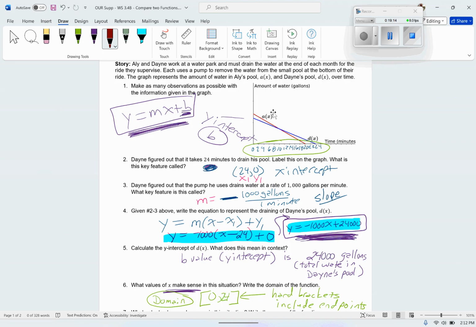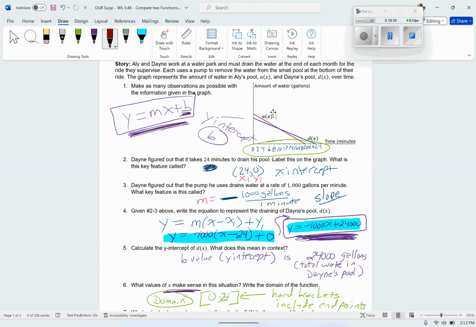Okay. I have a question. This is kind of off topic. The red and the blue lines, do they cross each other? What do you think it means when they cross each other? What do you think that might mean? Any idea? Say that one more time. I like this.